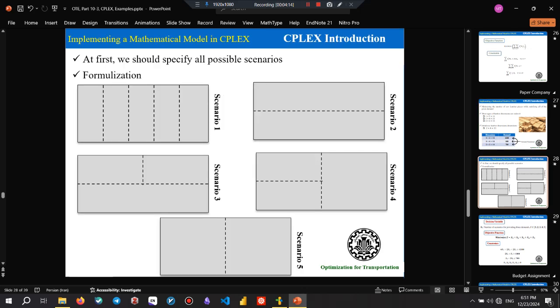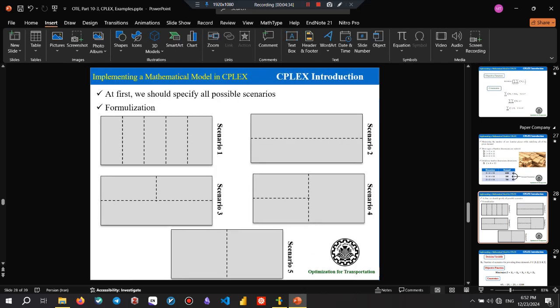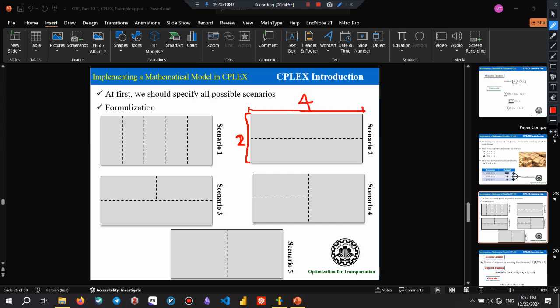The scenarios for all of these three demands can be put in five types of scenarios. I'm sorry, I have forgotten to write this down, but this dimension is two, and this one is four. For all, it is the same.